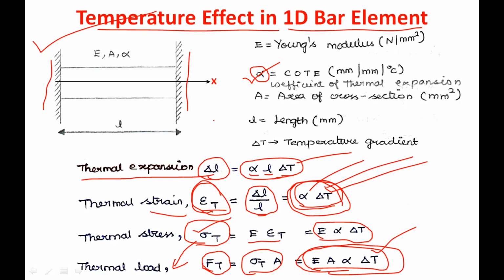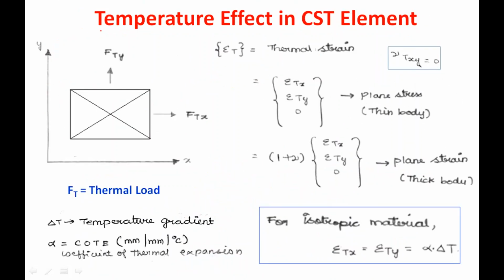Now the same concept we are going to extend to two dimensions. In case of a bar element, expansion is taking place only along one direction, that is the x direction. But in case of a 2D CST element, we have to consider both x and y directions. Now we will see how to include the temperature effect in a CST element. We are using the CST element for solving the plane stress problem, plane strain problem and the axisymmetric problem. In all the applications, suppose a particular component is subjected to structural load as well as thermal load, then we have to incorporate the thermal load also in the CST element for the analysis.